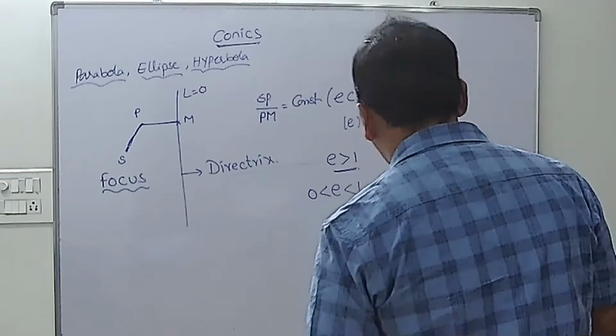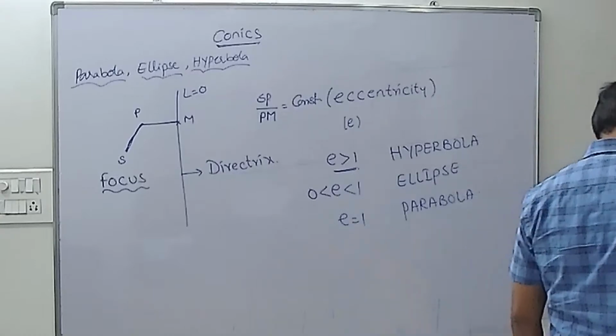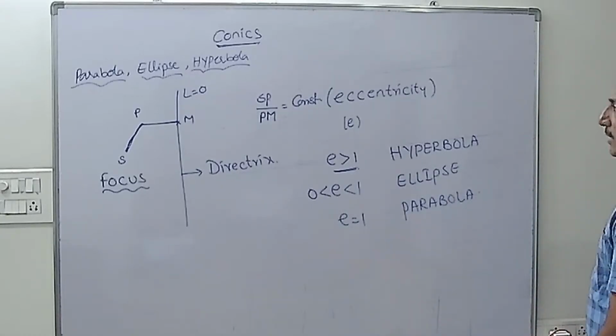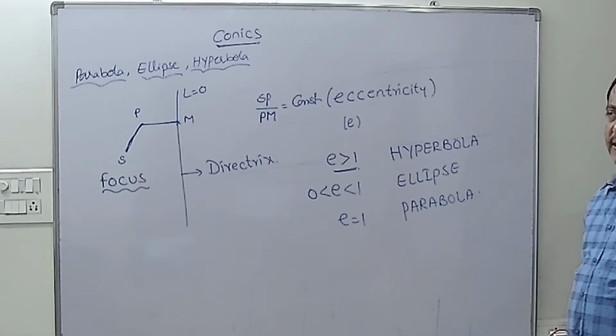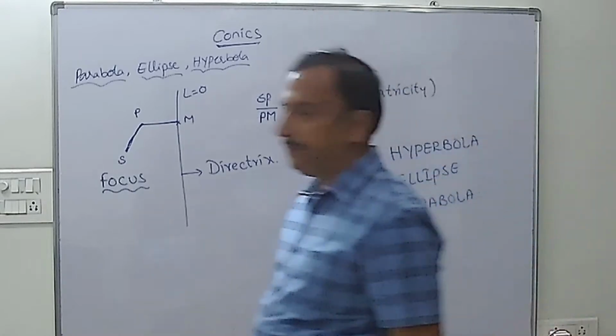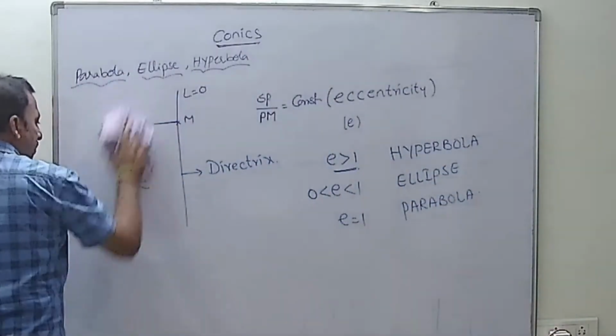If e is equal to 1, then it is called a parabola.